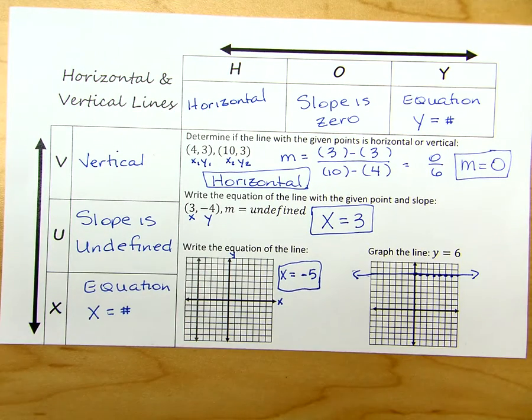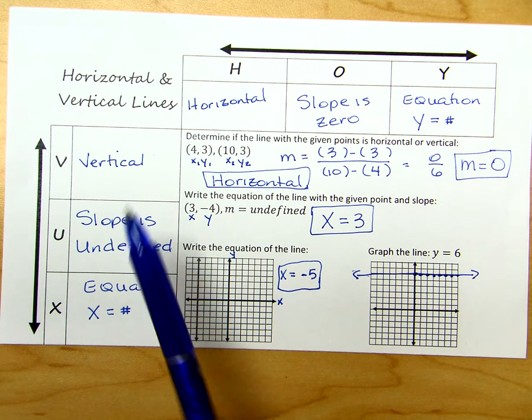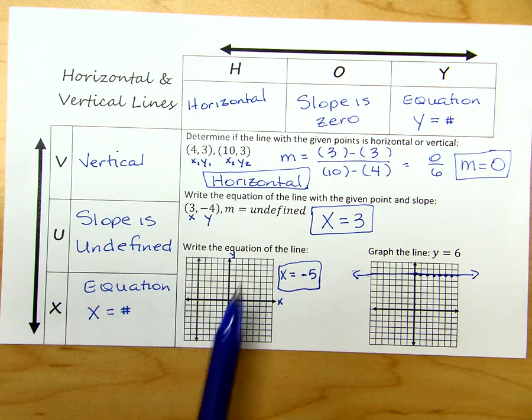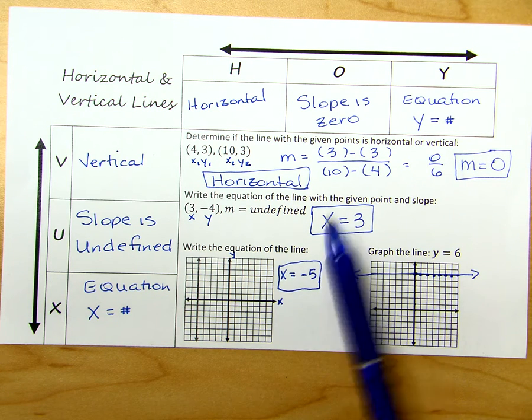So horizontal lines have a slope of 0 with an equation y equals some number, whatever the y value is of a point. Vertical lines have an undefined slope. Their equation is x equals some number, and here are examples of how to do that.